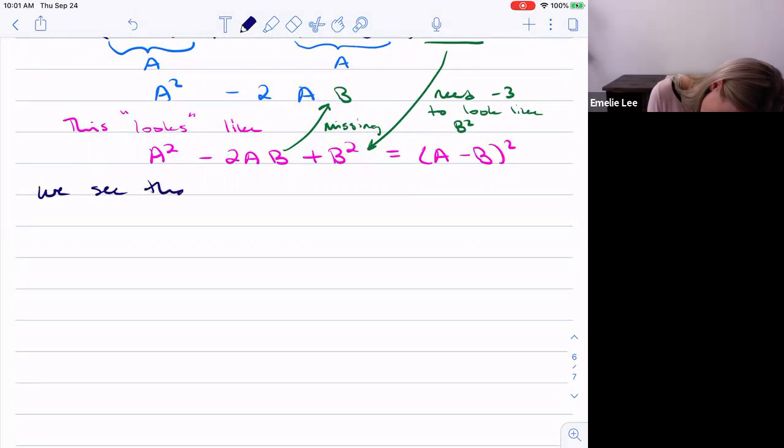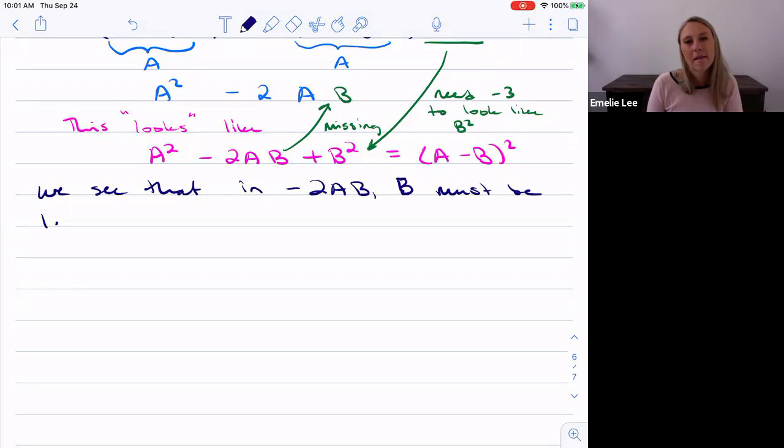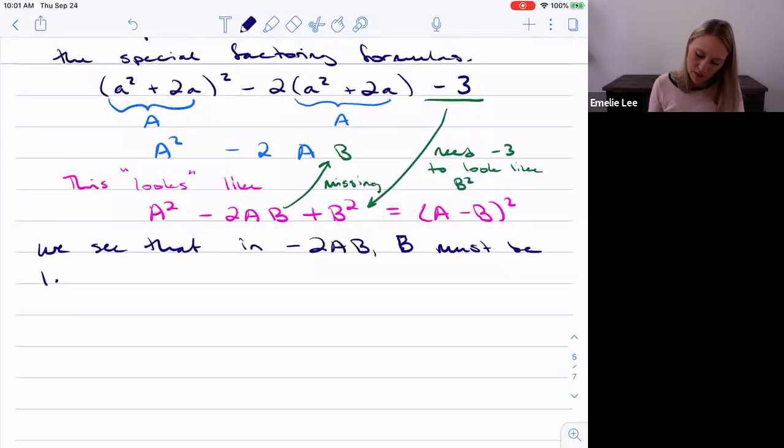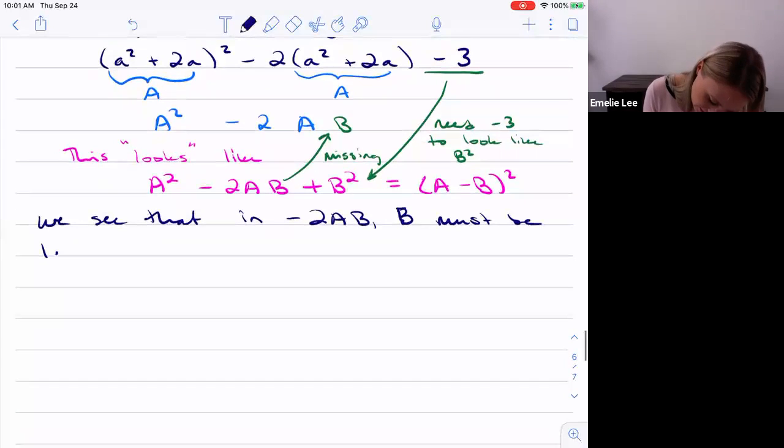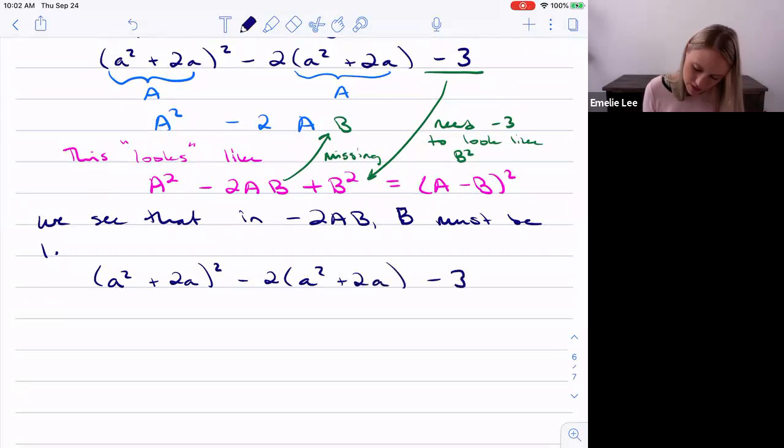We see that in minus 2ab, b must be 1. Which means that we've got a squared plus 2a squared minus 2 times a squared plus 2a minus 3.